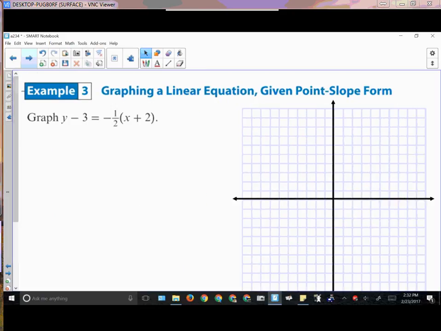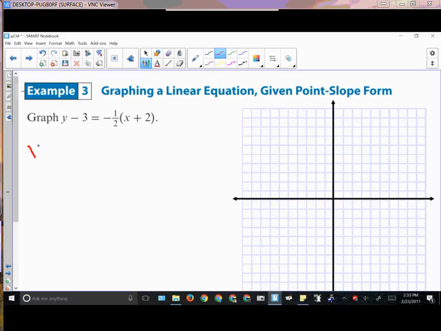So, what happens if I'm given this one? I'm in point slope form. Who wants to do all the distributive property? Anybody want to do that? Move everything around? Do all that algebra? Probably not.